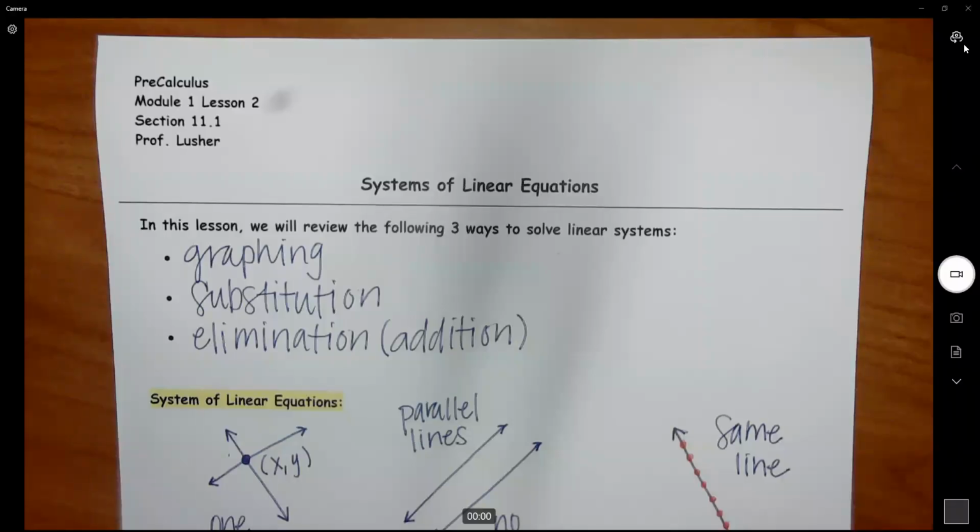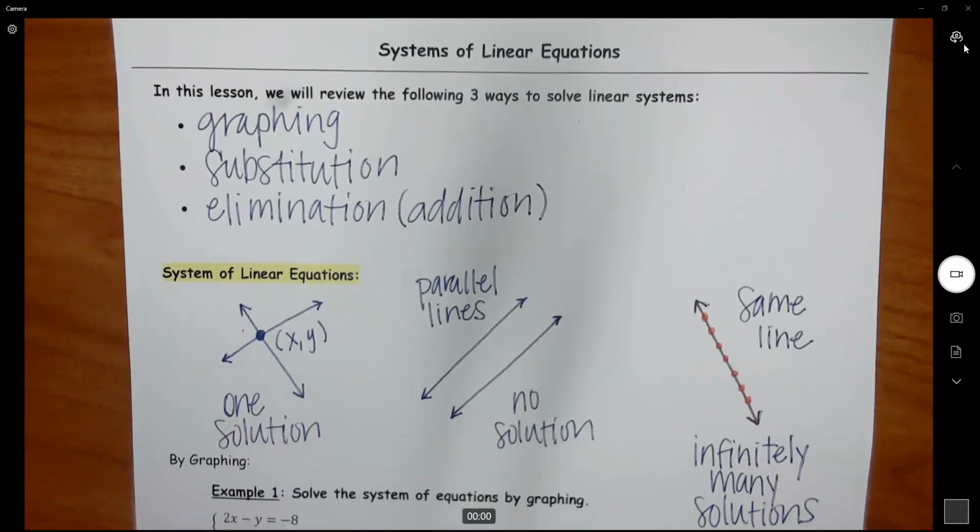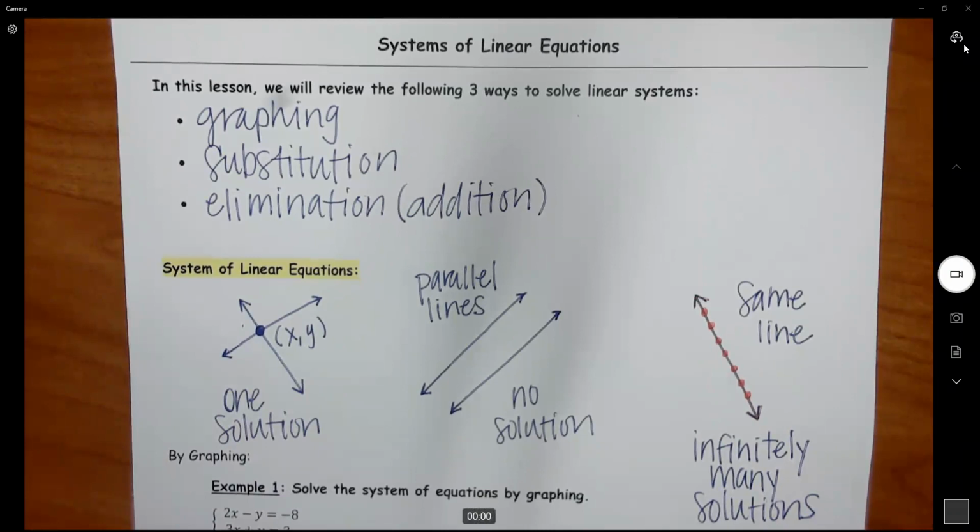This video is an intro to systems of linear equations. So I would take a moment to just pause this video and copy down everything. And then once you've copied down everything, hit play, and I'm going to explain what's going on here.